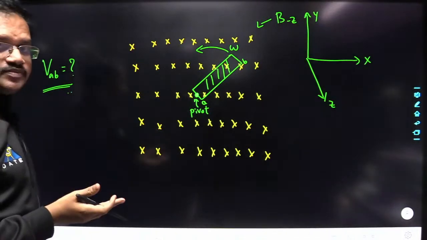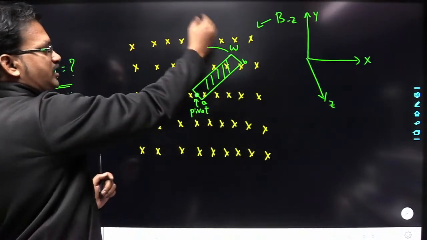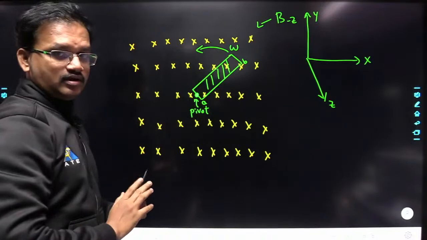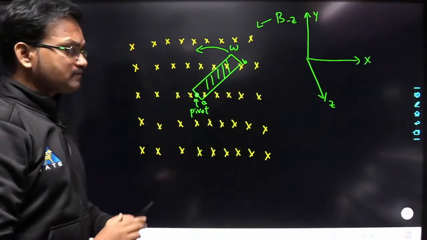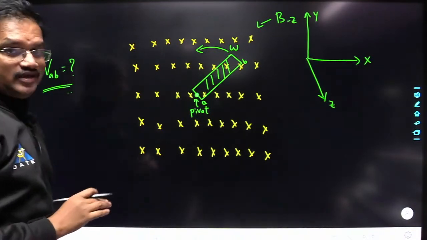Understood? The concept is the same here. Previously it was moving like this, now it is moving in this plane. It is revolving in this plane. Understood? Okay. So now, how do we determine VAB in this case?